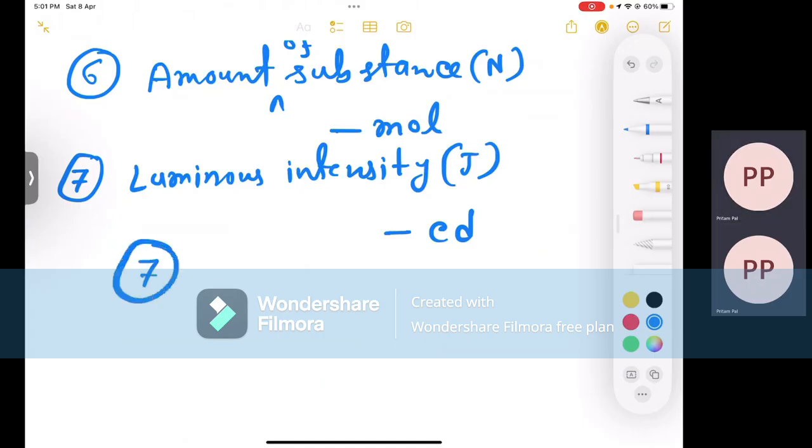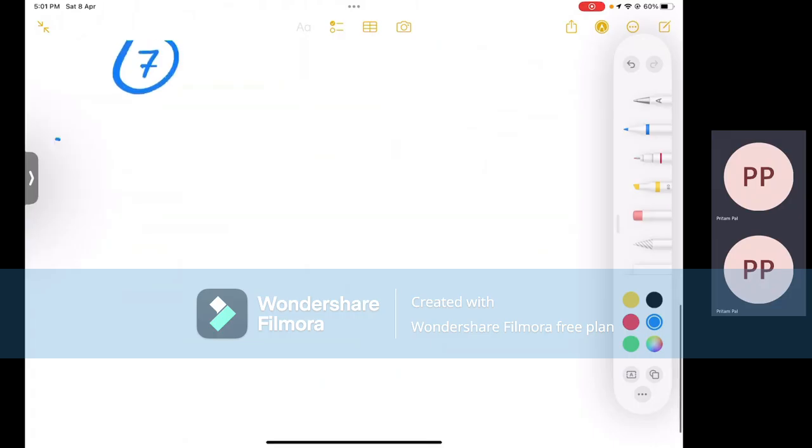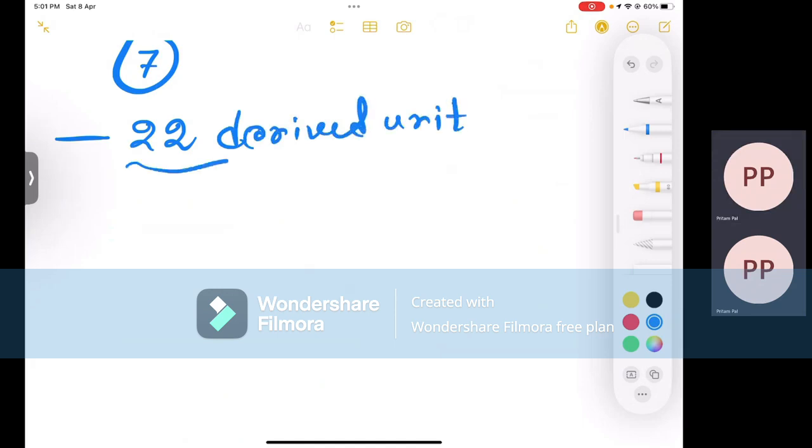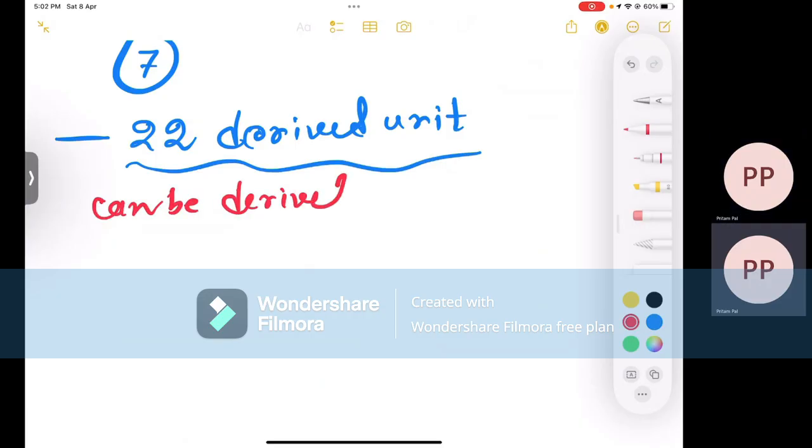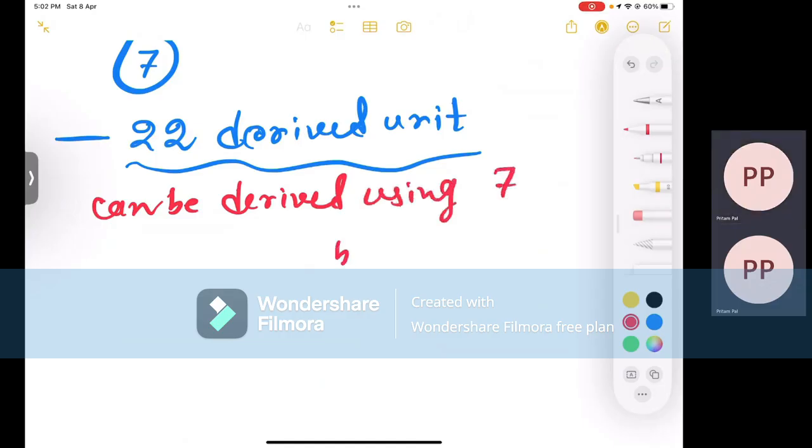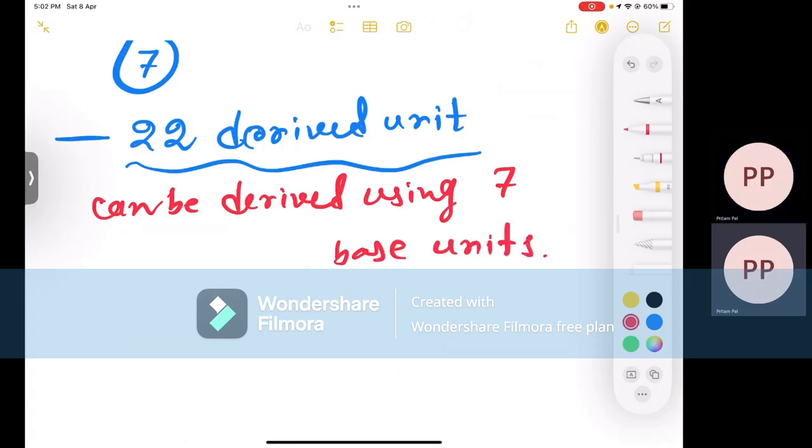So in total we have 7 base units, but we also have 22 derived units, which can be easily derived using the 7 base units. That's why they are called derived units, right?